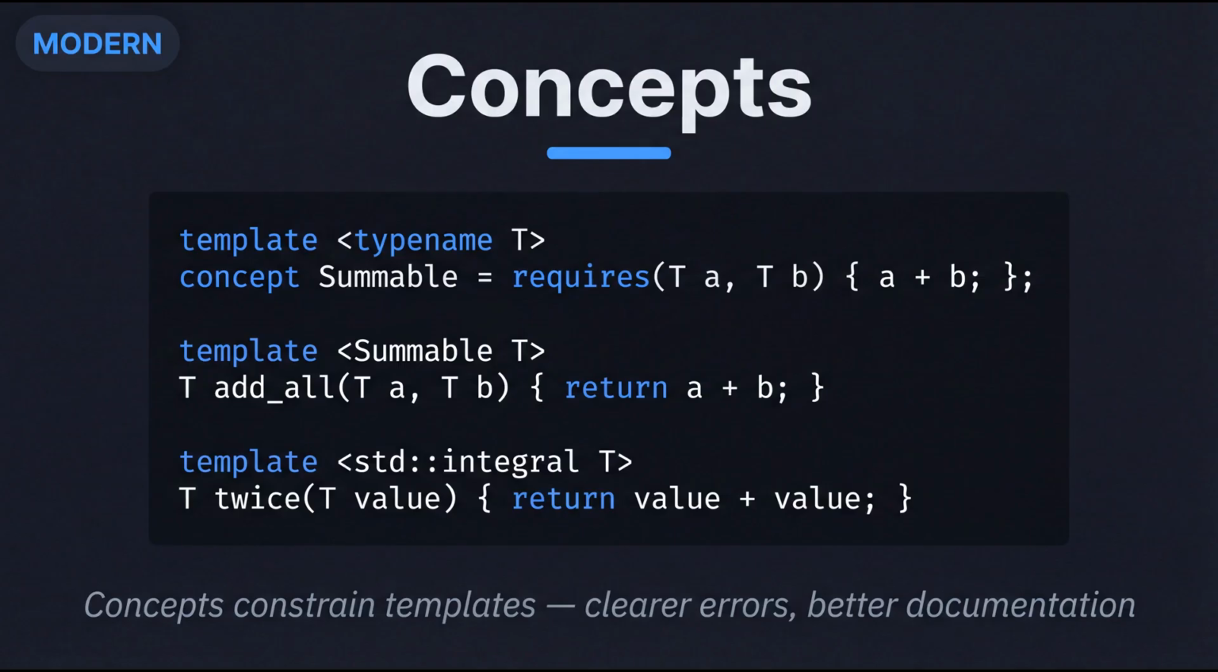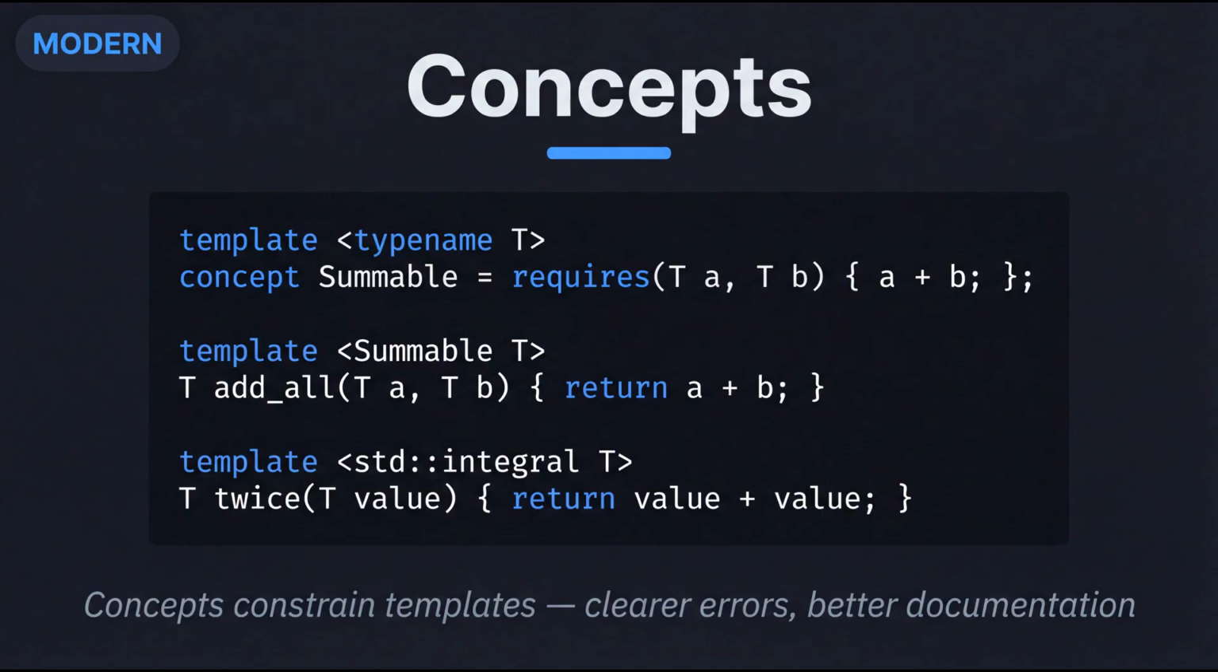C++20 introduced concepts, named constraints for template parameters. Instead of hoping the caller passes the right type, you declare what operations the type must support. The summable concept requires that two values of type T can be added together. Then the template uses summable as a constraint. Template summable T. If you pass a type that doesn't support addition, the compiler gives a clear error at the call site, not a wall of text from deep inside the implementation.